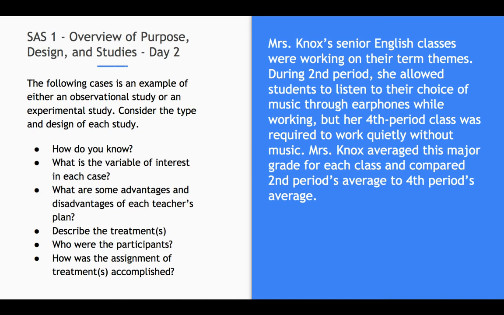The participants were both students. You had the students in second period who had the treatment, the students in fourth period who didn't have the treatment. So the second period class was the treatment group, and the fourth period class was the control group. Now, the assignment of the treatment was accomplished just by giving them the option or telling them what they could and could not do.